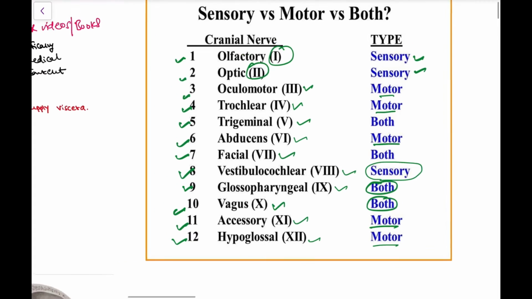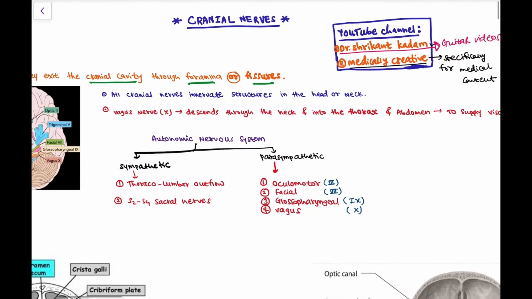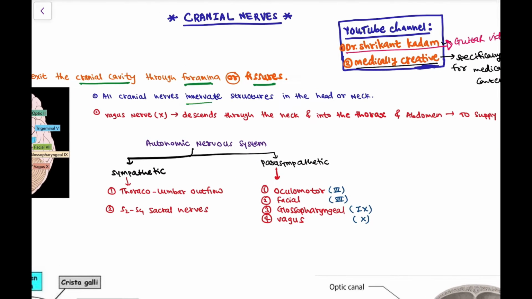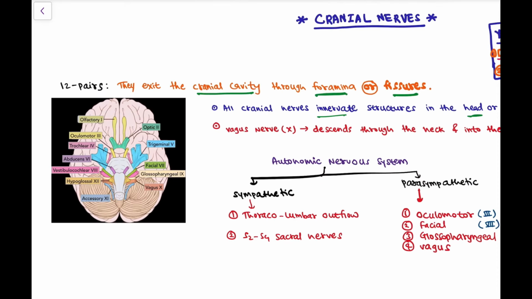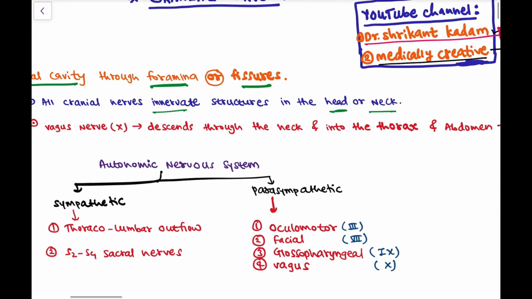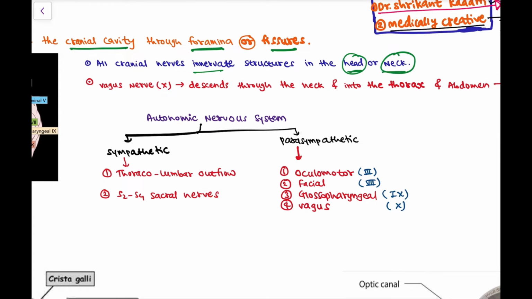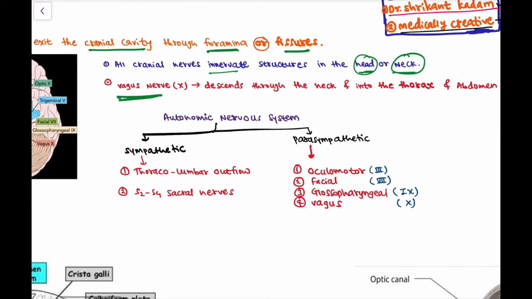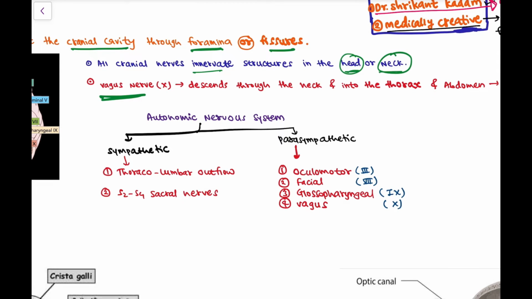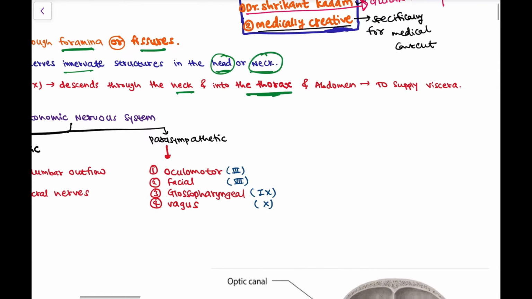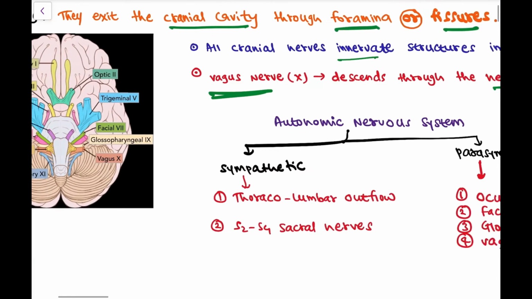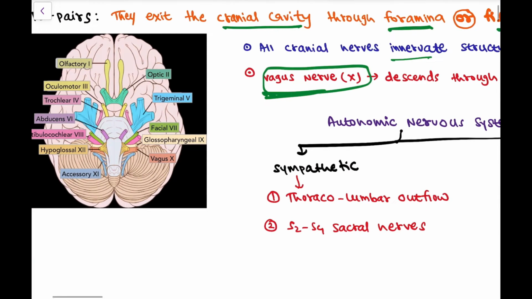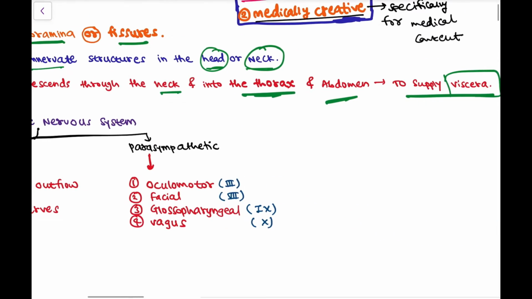Now, all the cranial nerves innervate the structures in the head and neck. They exit through the cranial cavity and innervate the structures in the head and neck. Out of these, the only one, the vagus nerve, is a notorious one which descends through the neck into the thorax and abdomen where it supplies the viscera. So this is the only one which not only supplies the head and neck but also supplies the thorax and abdomen.